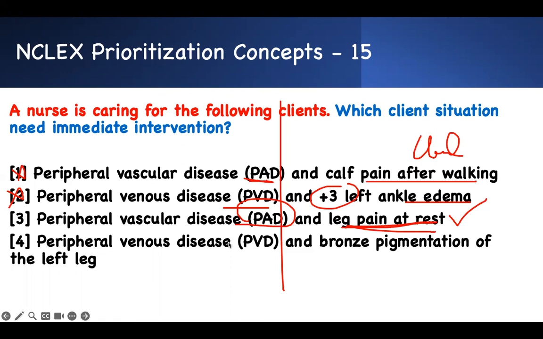I'm worried about this. PVD, if there's too much blood going to your leg, you're going to have changes in the color. Blood will leak into the tissue, it breaks down into hemoglobin. Hemoglobin is pigmented, and you have bronze pigmentation. So 3 is your answer. Concept you have to know.